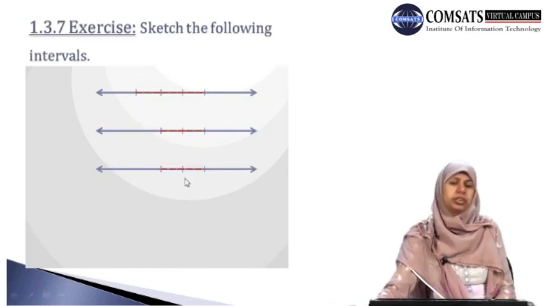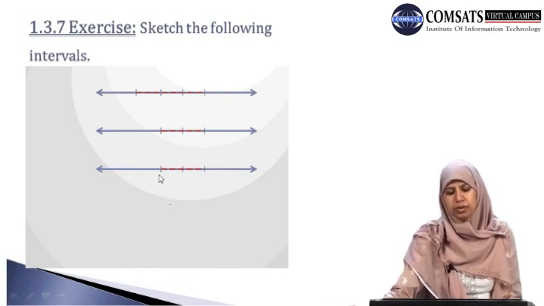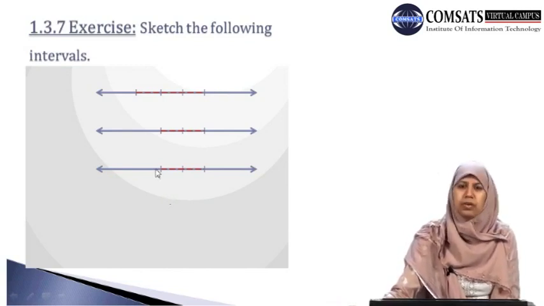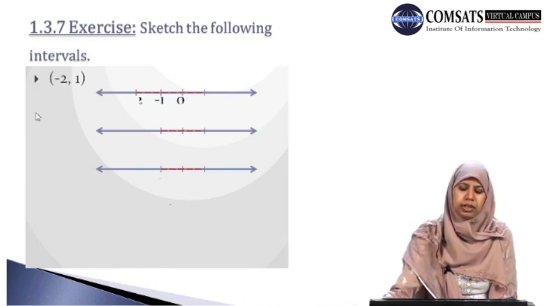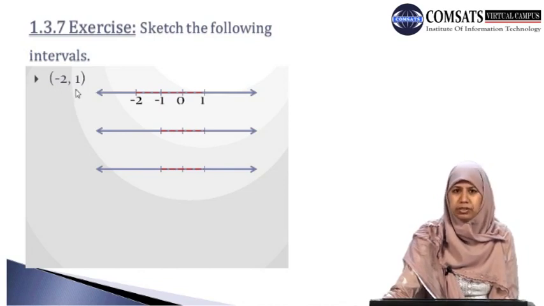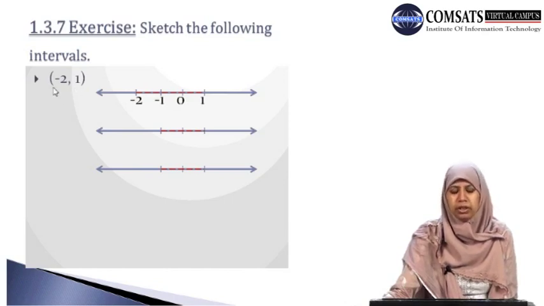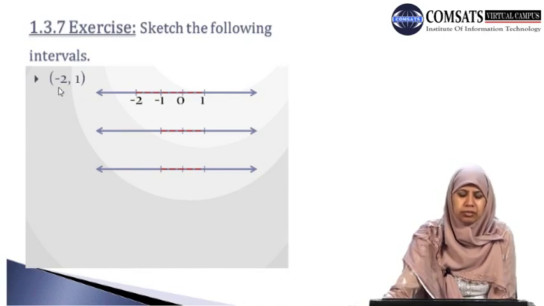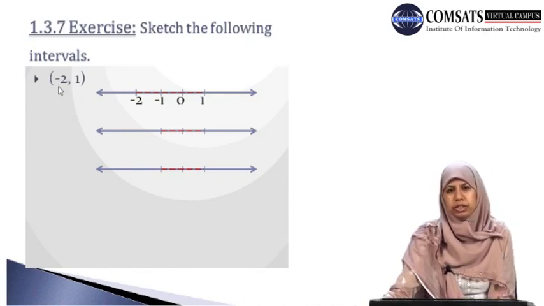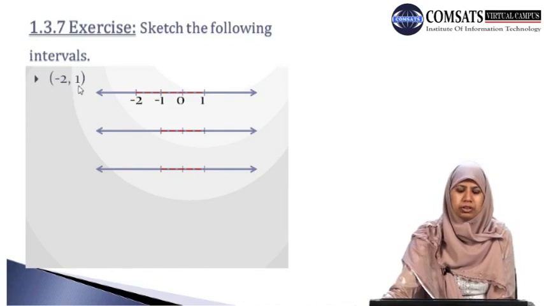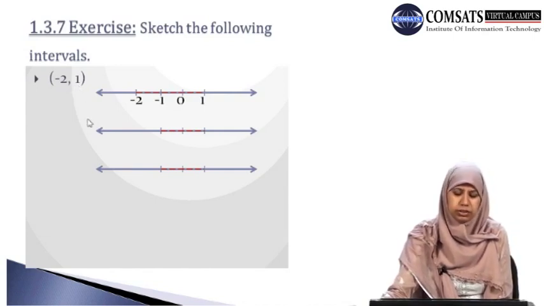Okay, now we will do a small exercise: if we are given an interval, how can we represent it on the real line? The first one, we are given -2 and 1. Here a is -2 and b is 1. You can see the brackets on our endpoints are both round brackets, which means that the number -2 is not included. Also the number 1 on the right hand side is not included.